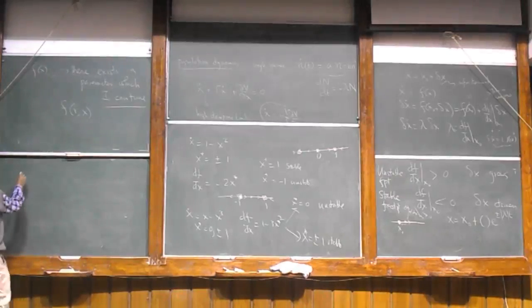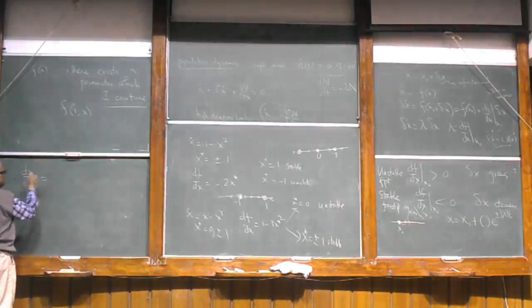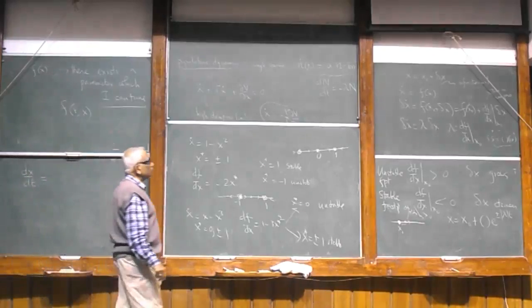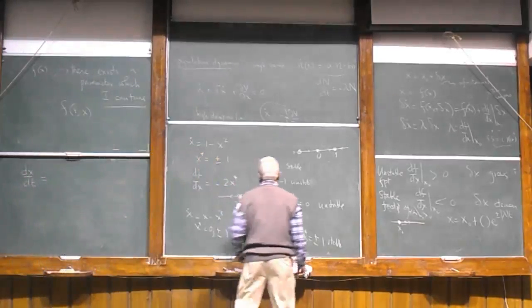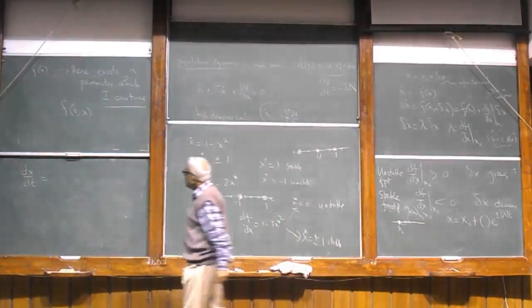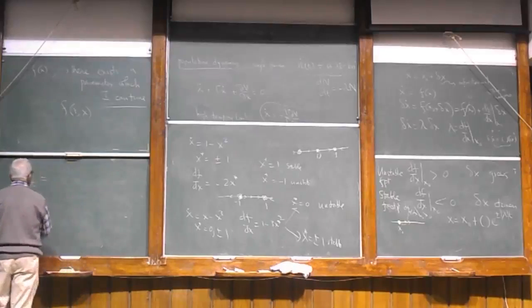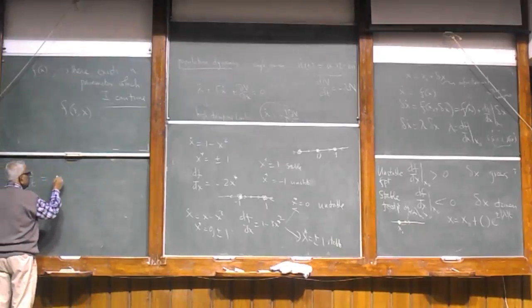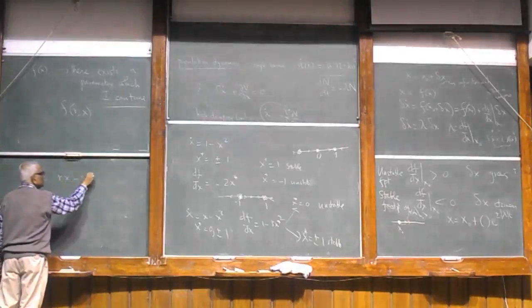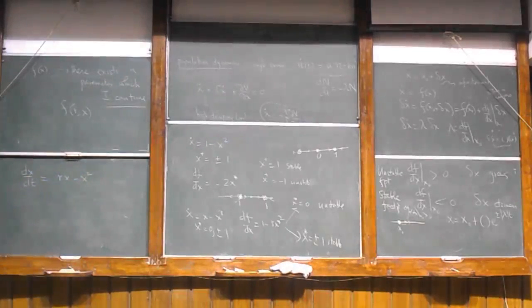So I'm looking at dx dt. Instead of looking at 2x minus x squared, or 1 minus x squared, or x minus x cubed, let's look at, to begin with, Rx minus x squared.